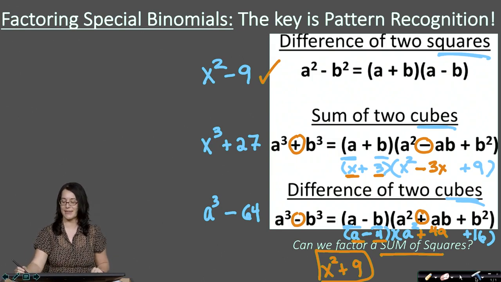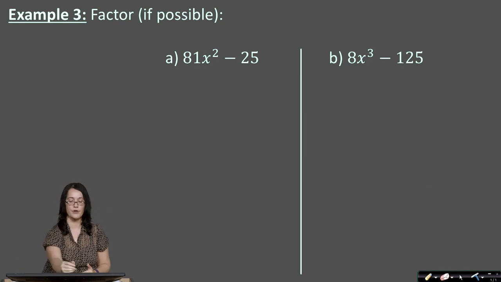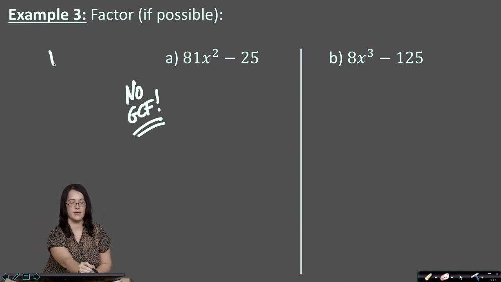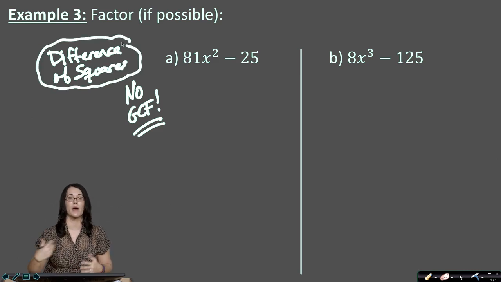All right, let's get to our practice example. Factor example 3, if possible, 81x squared minus 25. Do we recognize a special pattern, or is there a GCF I need to take care of first? No, there's no GCF, but if there was, I always do that first to make my life easier, right? There's nothing they share in common. But I notice that this is a difference of two squares. So it's pattern recognition. A lot of math comes down to recognizing a pattern so that you know what to do next, what model applies.